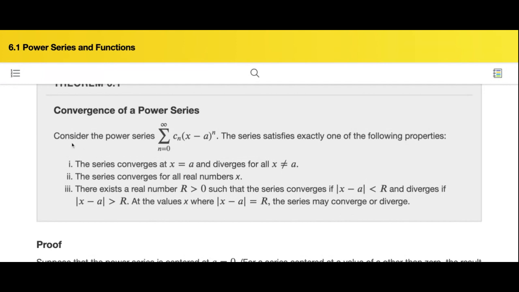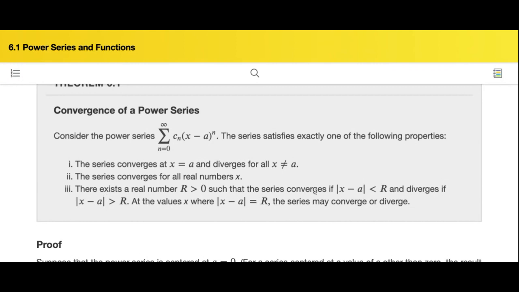All right, so we have these 3 situations. Consider the standard form of a power series. Cn is the coefficient, (x minus a) raised to n, and a is called the center of convergence. So the first one is saying the series converges at its center and diverges anywhere else. Second situation, the series converges for all real numbers.